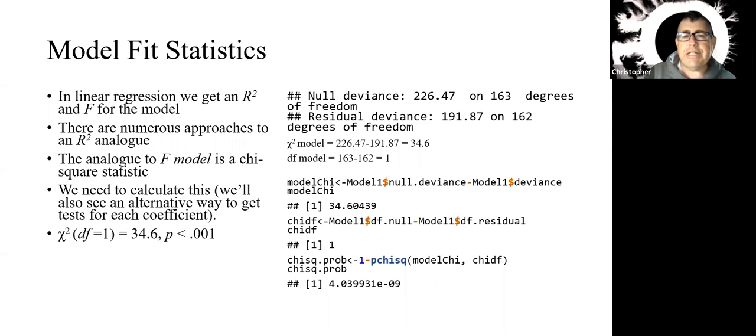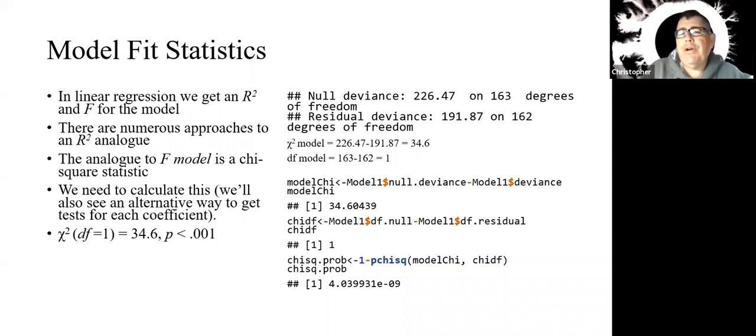That chi-square statistic comes from comparing the null deviance and residual deviance from our model. Then you can see mathematically, I've just laid it out there. We're just subtracting one from the other in terms of both the chi-square and the degrees of freedom. And then we can calculate a probability from that chi-square, or if you're really old-fashioned, you can go to the back of a statistics book and look up what you need to reject the null at 0.05 for chi-square of 34.6 with 1 degree of freedom.